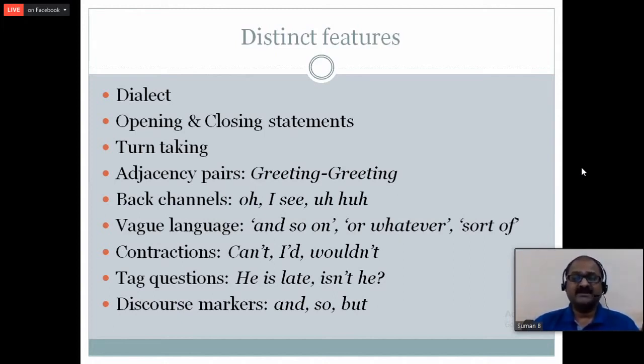Now, back channels are expressions like "Oh, I see." These expressions are used to support what the other person is saying and tell them we are listening to them.